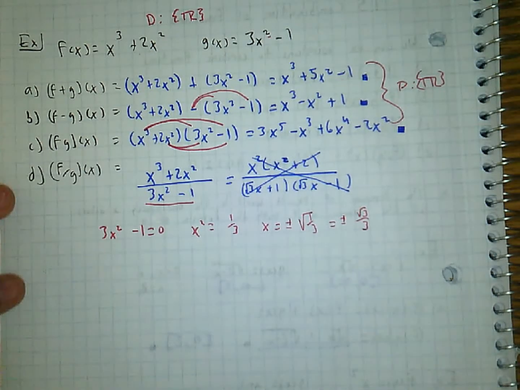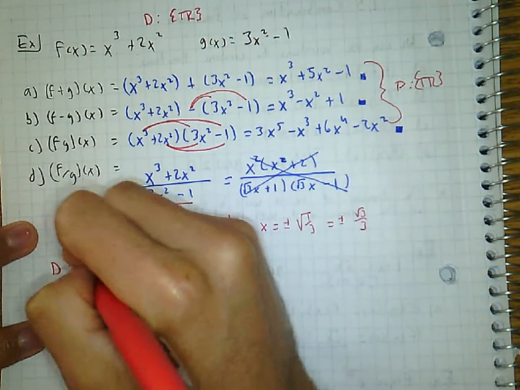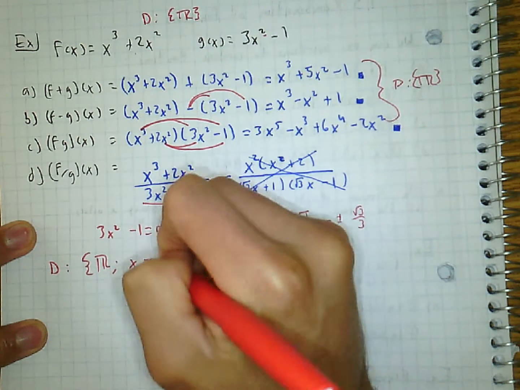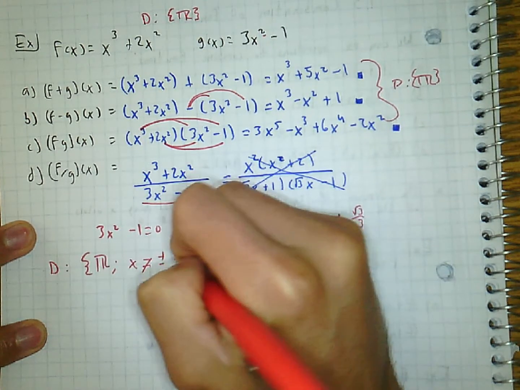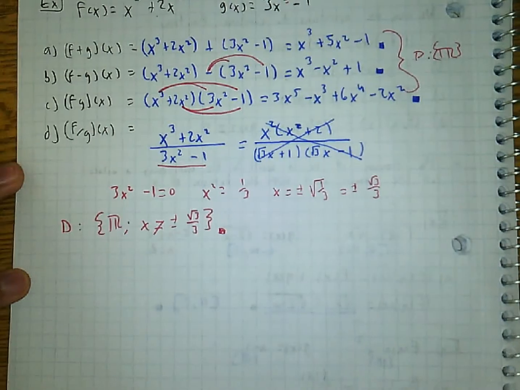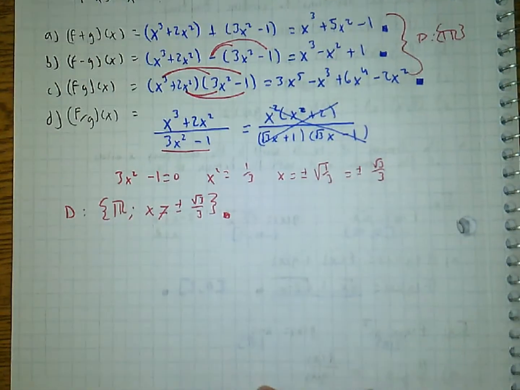So if you want to write down the domain for this one, we would say the domain for the division one would be the set of all real numbers such that x cannot equal plus or minus square root of 3 over 3. Okay? All right, I'm going to do just one more example of this type of problem, and then we're going to go ahead and move on to something else.